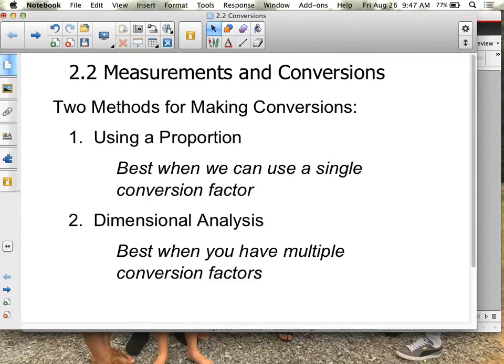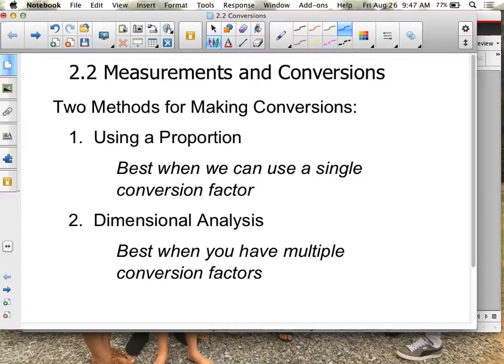So this lesson's on measurements and conversions. And as you can see, there's going to be two different methods for making conversions. First, it builds on what you did yesterday, which was using a proportion. And as it says, using a proportion is best when you just have a single conversion factor that you can use. We're also going to talk about a topic called dimensional analysis. And dimensional analysis works really, really well when you have a bunch of different conversion factors going on.